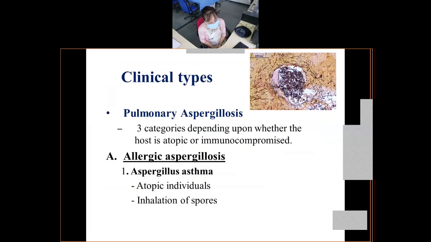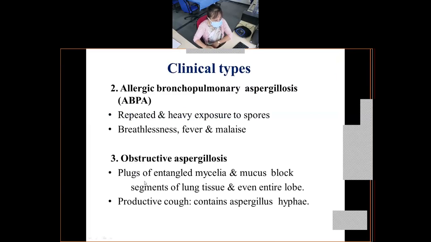So the clinical types of aspergillosis: it can be pulmonary aspergillosis, and the categories of these pulmonary manifestations will depend on the host, whether the person is immunocompromised or immunocompetent. So you can have an entity which you call allergic aspergillosis, which can be in the form of asthma. This is usually observed in atopic individuals. Then you can have allergic bronchopulmonary aspergillosis. This is again because of repeated and heavy exposure to spores. So a person can present with breathlessness, fever, and malaise.